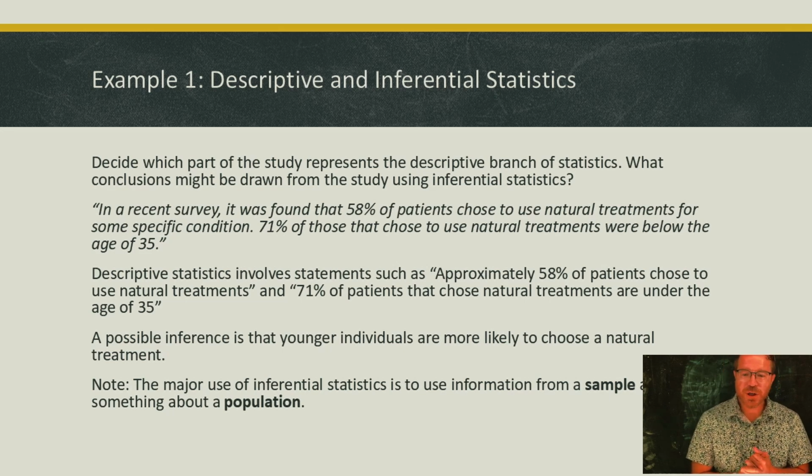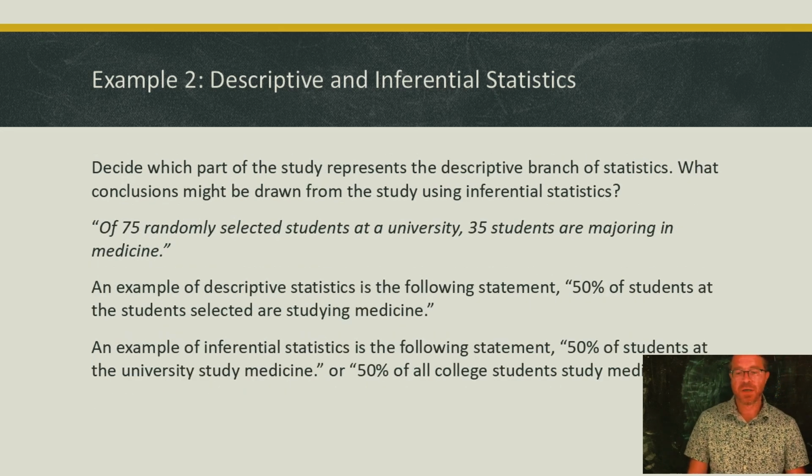Okay. So descriptive statistics involve statements such as approximately 58% of patients chose natural treatments, or 71% of patients who chose natural treatments are under the age of 35. A possible inference is that younger individuals are more likely to choose a natural treatment. So note, the major use of inferential statistics is to use information from a sample and infer something about our population, right? So just because we have this sample, we can say something about that sample. We then want to be able to say something about the population at large.